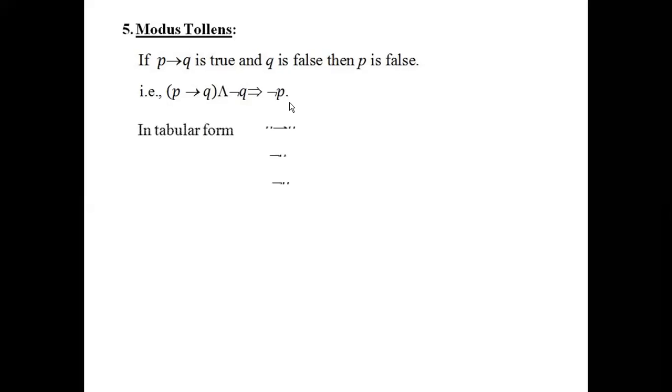The same thing in tabular column, we can represent it as P conditional Q is one of the premises, negation Q is another premise, and hence the conclusion is negation P.